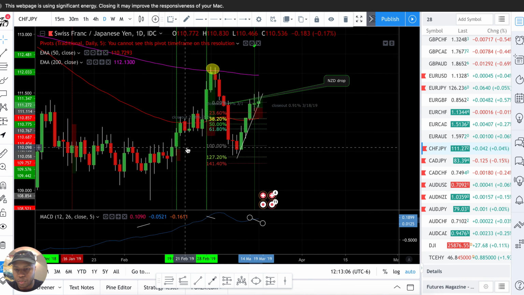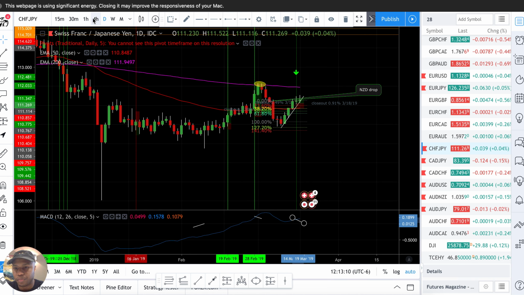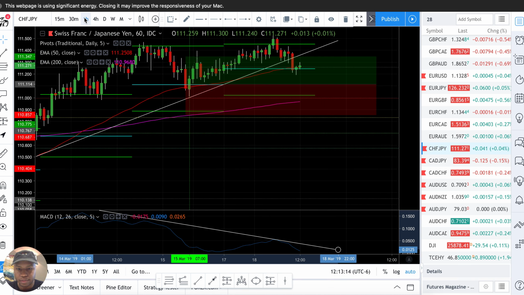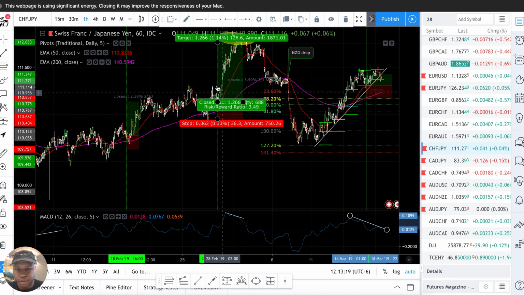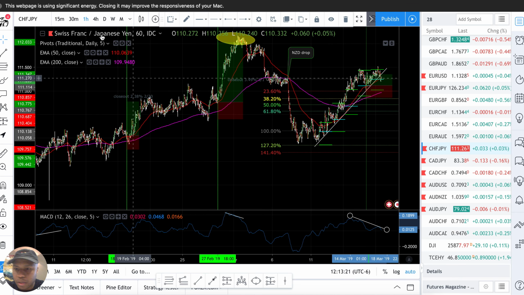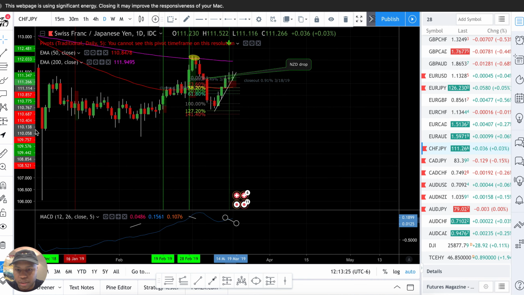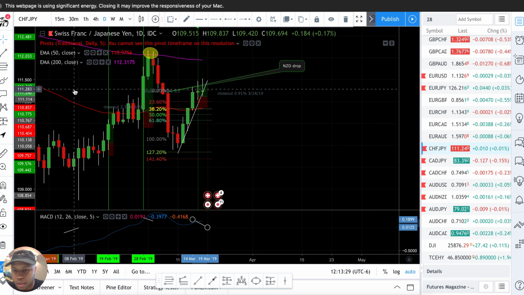I think that we've had some rejection of this area of the fib lately. And you see it's still kind of hanging right there. But this is an important area. So let me go ahead and do that actually. I'm going to zoom out, show you guys how I determine key levels and stuff like that.